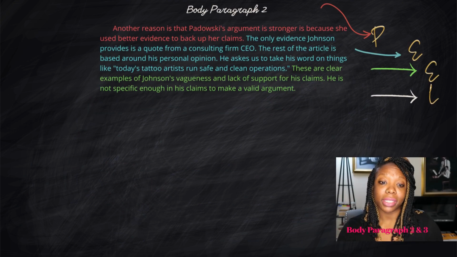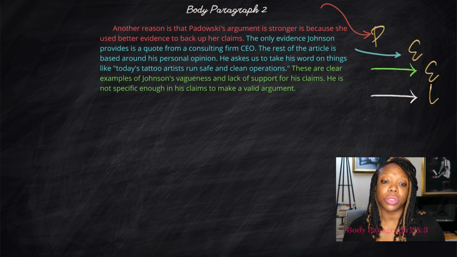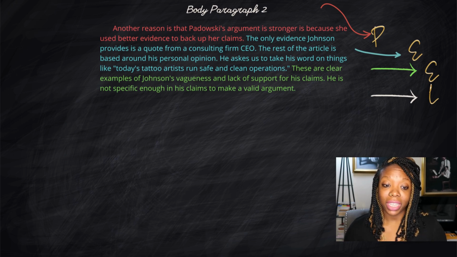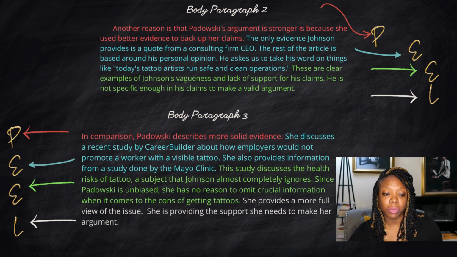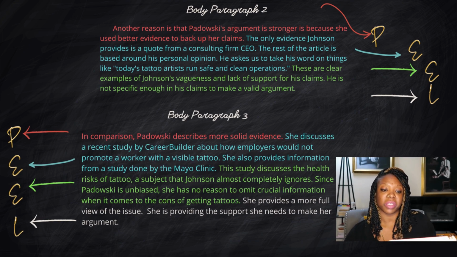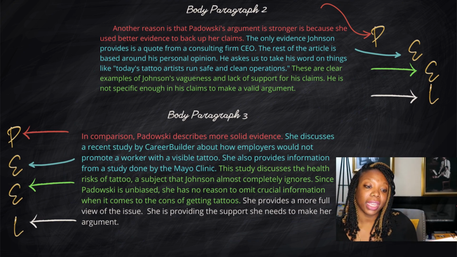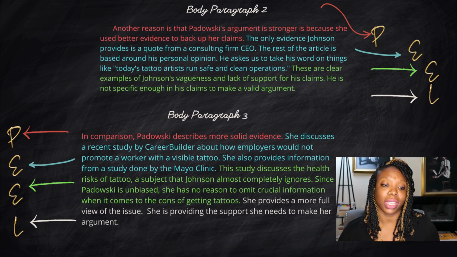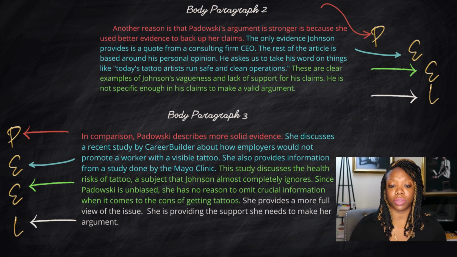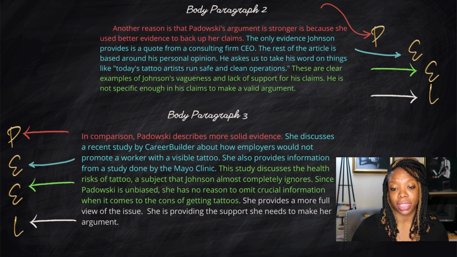Another reason that Podolsky's argument is stronger is because she uses better evidence to back up her claim. The only evidence Johnson provides is a quote from a consulting firm CEO. The rest of his article is based around his personal opinion. He asks us to just take his word on things like today's tattoo artists run safe and clean operations. These are clear examples of Johnson's vagueness and his lack of support for his claims. He is not specific enough in his claims to make a valid argument.